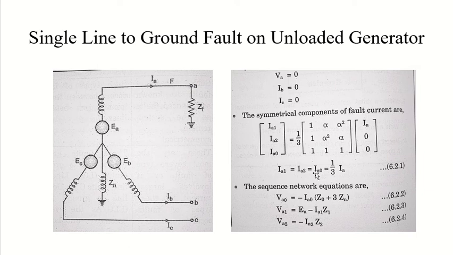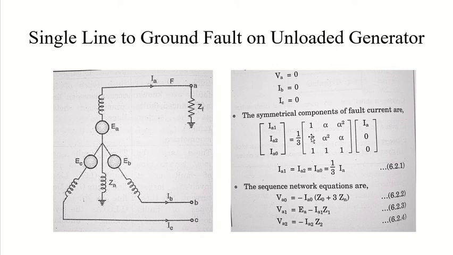And when you calculate the values of IA1, IA2 and IA0, you will get 1 by 3 into IA, because the values of IB and IC are 0, and whenever you take the multiplication, because they are 0, the alpha and alpha square components will become 0, and the only thing you will have is IA. So IA1, IA2 and IA0 will be equal, and what value will they hold? They will hold 1 by 3 IA.